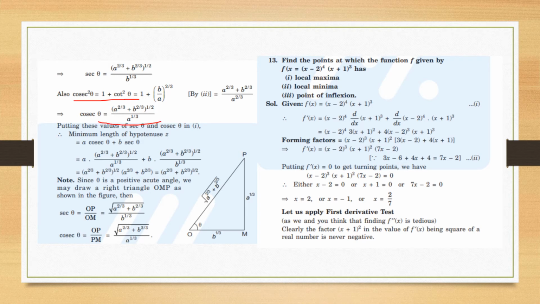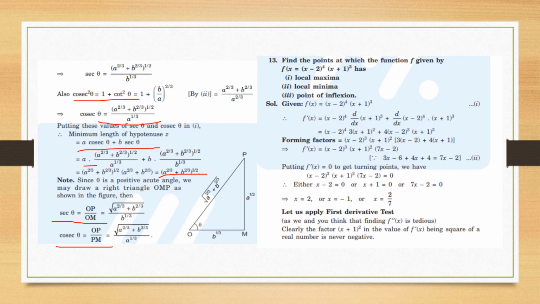So the minimum length of the hypotenuse is a cosecant theta plus b secant theta. Put all the values of cosecant and secant from here, and after taking LCM and arranging, it becomes (a^(2/3) plus b^(2/3)) raised to power 3 by 2. So you can see from here how we have taken secant and cosecant.